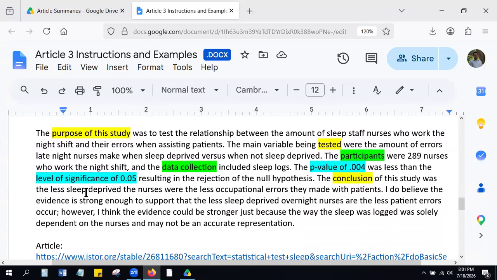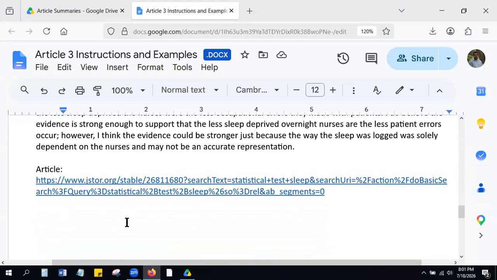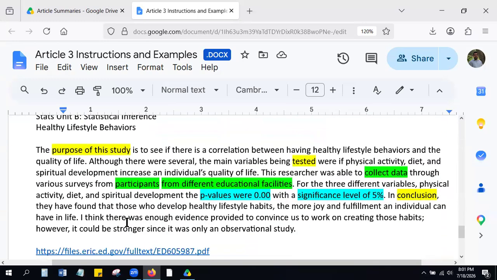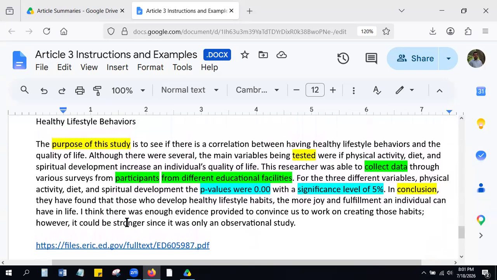And this is an example from one of my previous students. I thought they did a great job talking about what the purpose of the study was, what was being tested, what they found out. This one was about nurses, and that yes, if they are sleep deprived, that is a significant factor in them making more errors. But then there's the link to the article, and then this was a completely different student, different project. There's the link to her article.